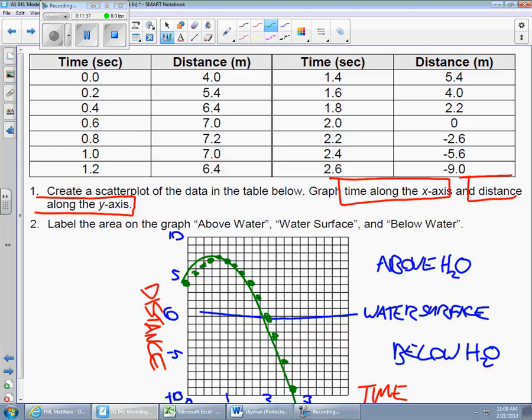Not real sure what happens to him after 2.6 seconds that he's down under the water 9 meters, but they don't ever give us anything beyond that. Okay, so what you should have gotten if you graphed your points well and then done a better job of connecting the dots than I did, you should have a nice smooth parabola. Okay, keep working on that.